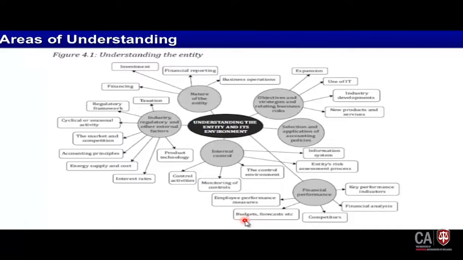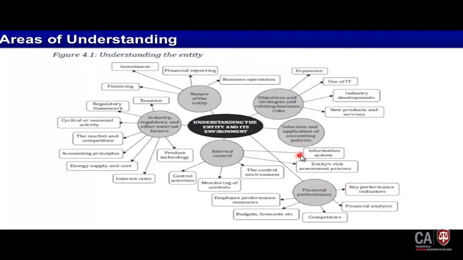Now, I am trying to explain all of this here. These 6 things the auditor should understand: first the industry regulations, and under regulations you can see various things about the industry, accounting principles, etc. Then the nature of the entity, which I said is about investment, financing, reporting, and operations. Then you can also see the financial performance. This is where I gave more emphasis to KPIs, whether there are sales targets, things like that.